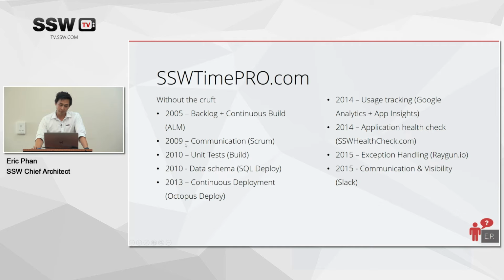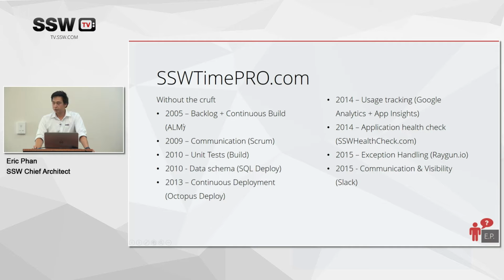It used to be a Windows app, but essentially the biggest change we had was when we first got onto ALM, so setting up the backlog for our tasks, setting up continuous build so that when we check in code, the server takes the code, builds, and makes sure it compiles successfully. So that eliminates the works on my machine issues.